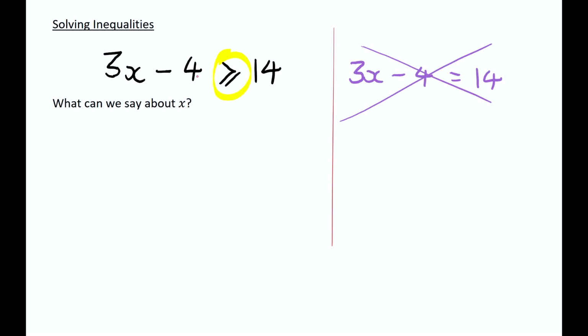So first step, get rid of the minus 4. Opposite of minus 4 is plus 4. So therefore 3x is greater than or equal to 18. Next step, opposite of times by 3 is divide by 3. Which means x will be greater than or equal to 18 divided by 3, which is 6. And that is all you need to do. Okay?